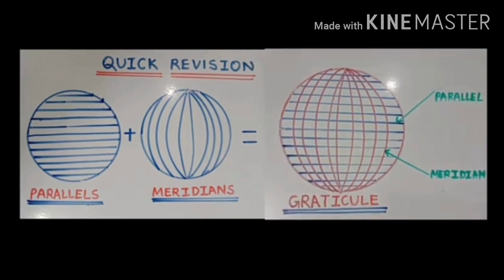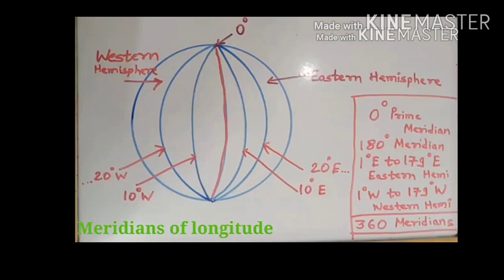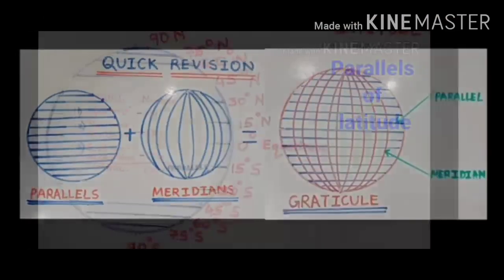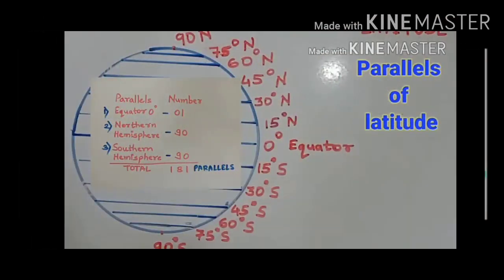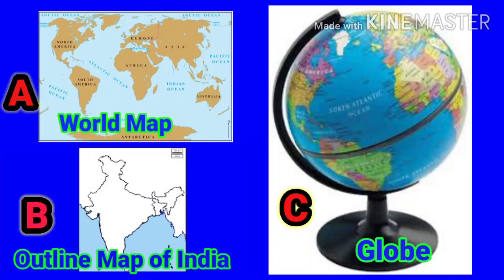Students, we have learned how meridians and parallels are drawn on a globe. We have also learned how they are used to determine the location of various places on the earth. Now, in this lesson, let us compare a map and a globe and understand the difference between them.